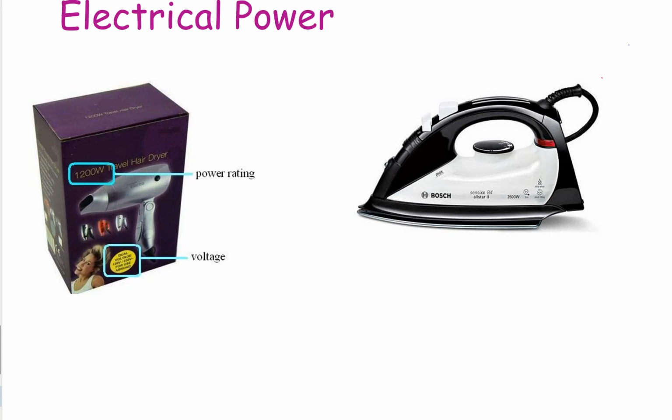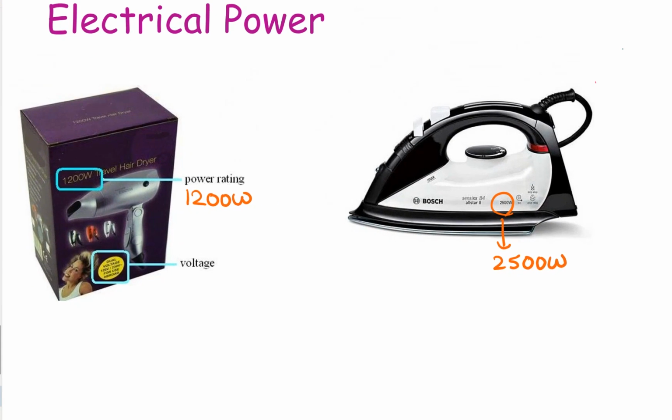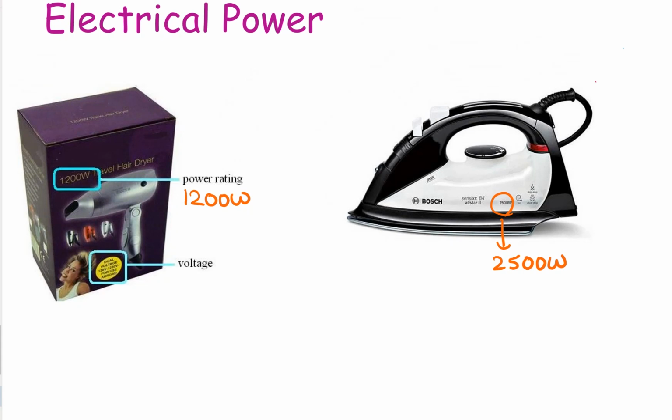In today's video, I shall explain to you the concept of electrical power. Now, as you can see on the screen, there are two electrical appliances. To the left is the hairdryer with a power rating of 1200 watts, and to the right is the electric iron with a power rating of 2500 watts. Okay, so now we need to understand what this watt is.